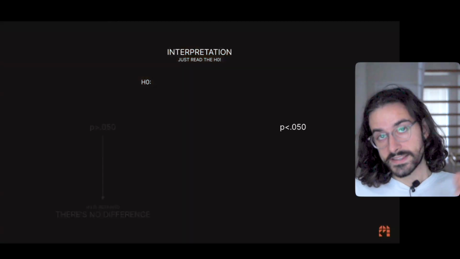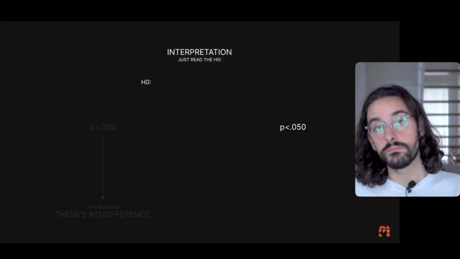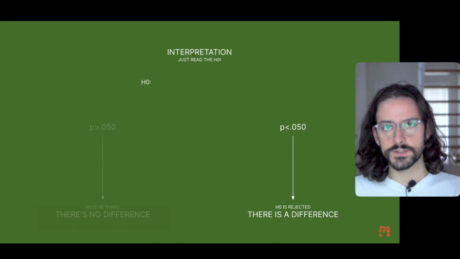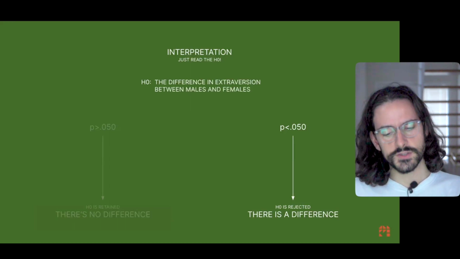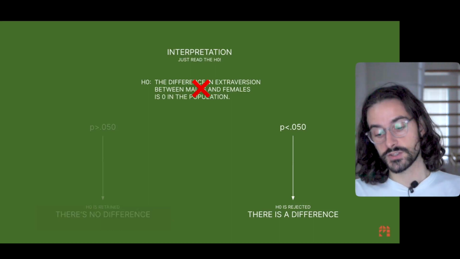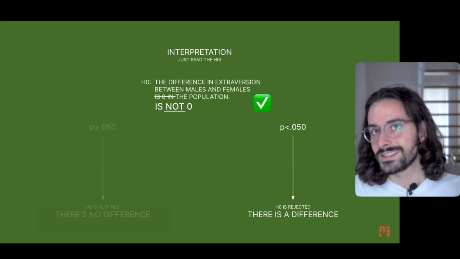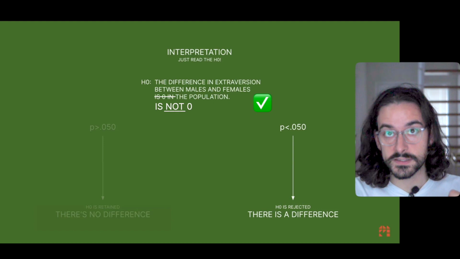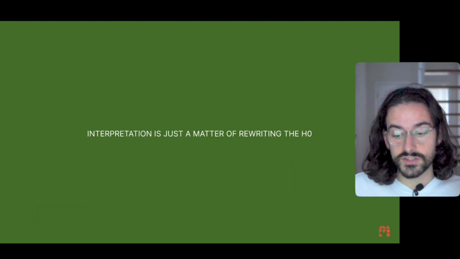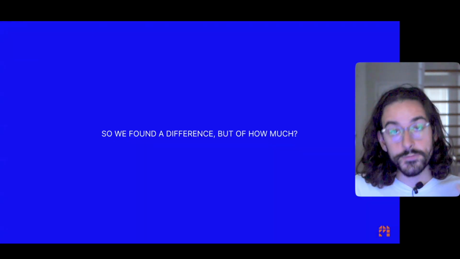Now, let's say we run this test again and we get a p-value below 0.05. In this case, H0 is rejected. So let's read the null hypothesis: the difference in extroversion between males and females is 0 in the population. The H0 is rejected. The difference is not 0. We say that there is a difference between males and females. So in sum, interpretation is just a matter of rewriting the null hypothesis. Super simple.